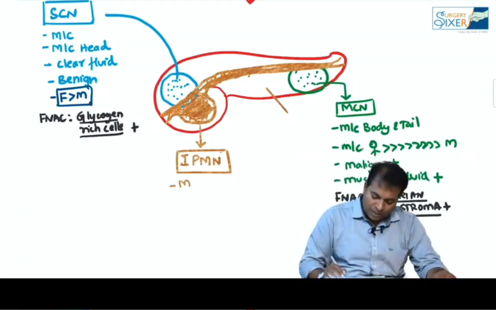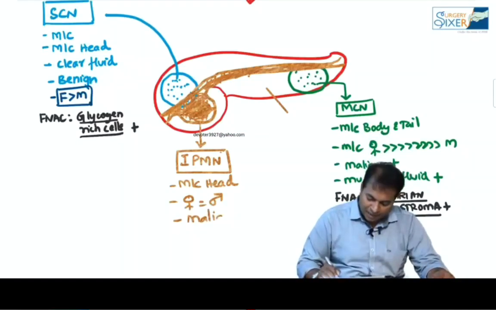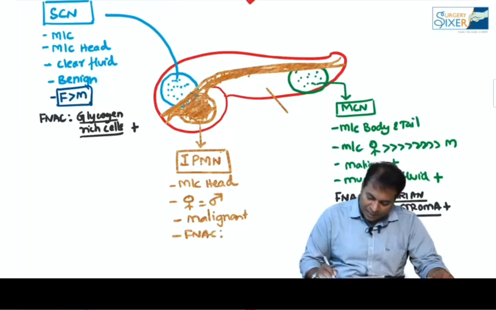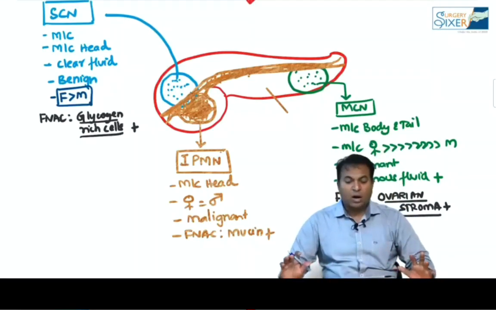It is most common in the head. It is equal in males and females. It is mostly malignant rather than benign. FNAC shows mucin content. So all these tumors are diagnosed this way.